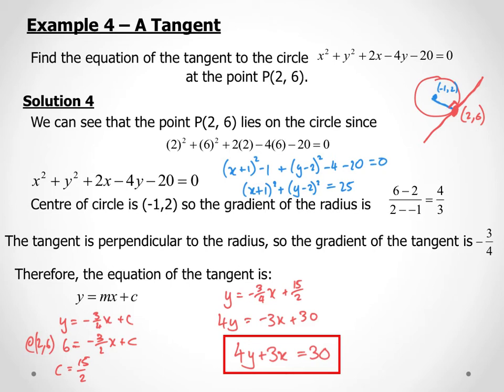But imagine we'd asked not just to find the tangent, but to find the equation of the normal. So when we look at this, if we're asked to find the normal, then our diagram looks something like this. If you imagine our centre we saw was (-1, 2), and the point P is (2, 6), so imagine it's up here somewhere. So that's a bit more like it.